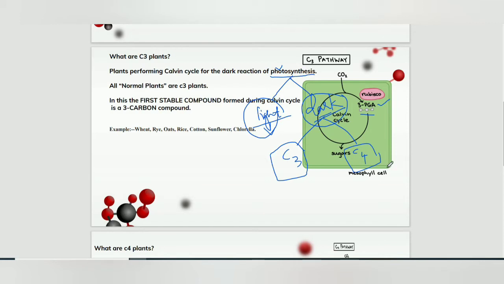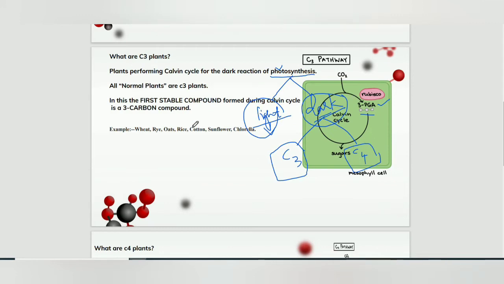So this happens in the mesophyll cells of the leaf, and the carbon dioxide is absorbed, and the enzyme is Rubisco, RuBP carboxylase, and it will form a 3 carbon compound called 3-PGA, and this is the first stable compound formed.